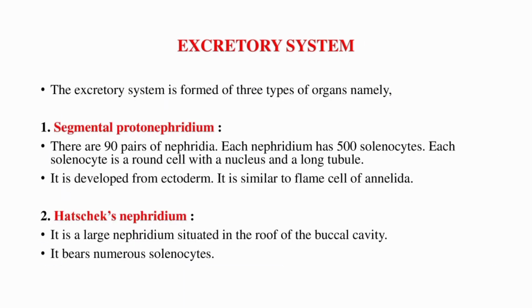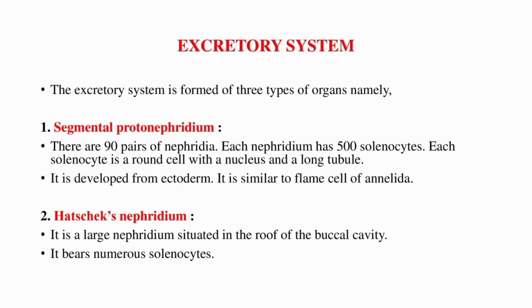Next, excretory system of amphioxus. The excretory system is formed of three types of organs. First one, segmental protonephridium. There are 90 pairs of nephridia. Each nephridium has 500 solenocytes. Each solenocyte is a round cell with a nucleus and a long tubule. It is developed from ectoderm. It is similar to the flame cell of Annelida.